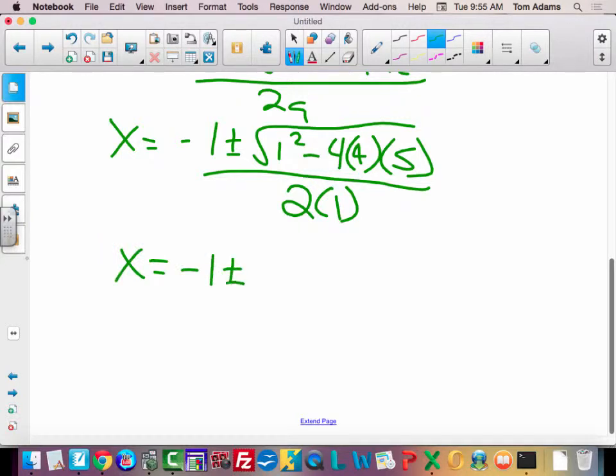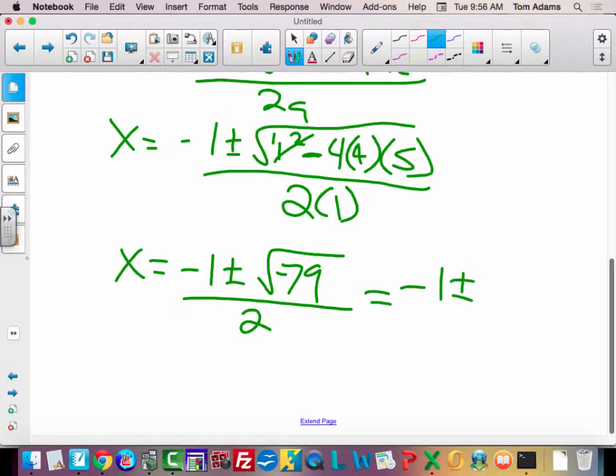Negative 1 plus or minus. This is 1, and this is 4 times 4. Wait, it's negative 80 plus 1, so that's positive 79, right? No, it's negative 79, right? 4 times 5 is 20, times 4 is 80, and then you have the negative sign, so negative 80 plus 1 is negative 79. Wait, it's all over 2. No, it should be 2 times 4, all over 8.